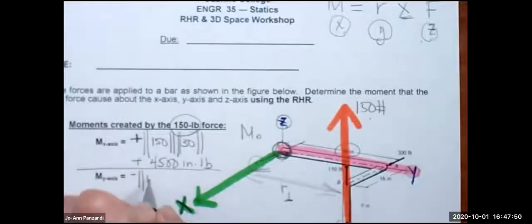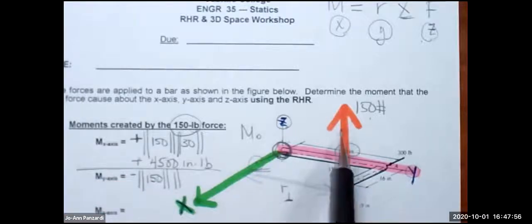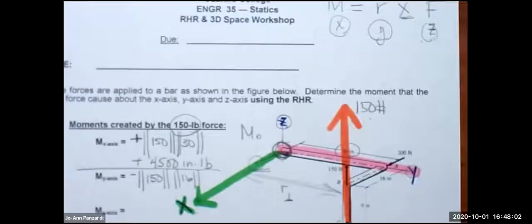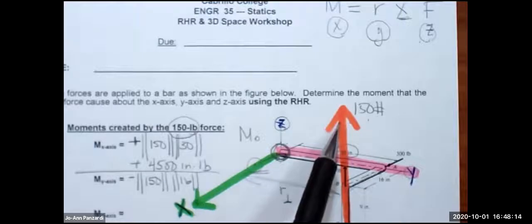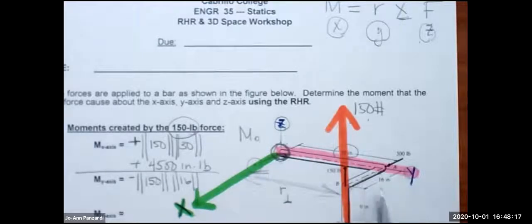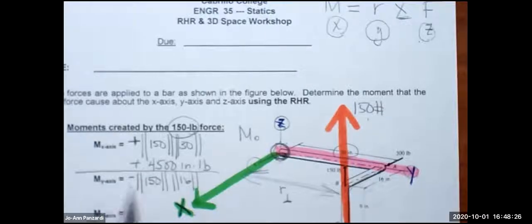Negative. Great, negative. What's the absolute value of the force? 150. What's the absolute value of the perpendicular distance between the orange force and the pink axis? 16 inches. Great. How did you know that? Because on the drawing, it has the magnitude of the distance. And it's perpendicular, right? The force is still in the Z, the moment is about the Y, so the perpendicular distance has to be in the X. And what does that turn out to be? 150 times 16, 2400. It's negative 2400 inch pound.